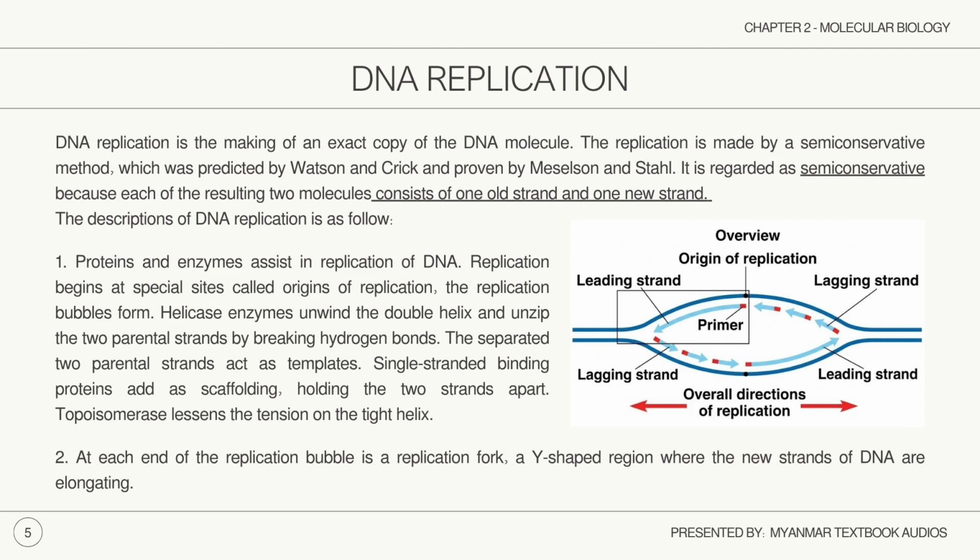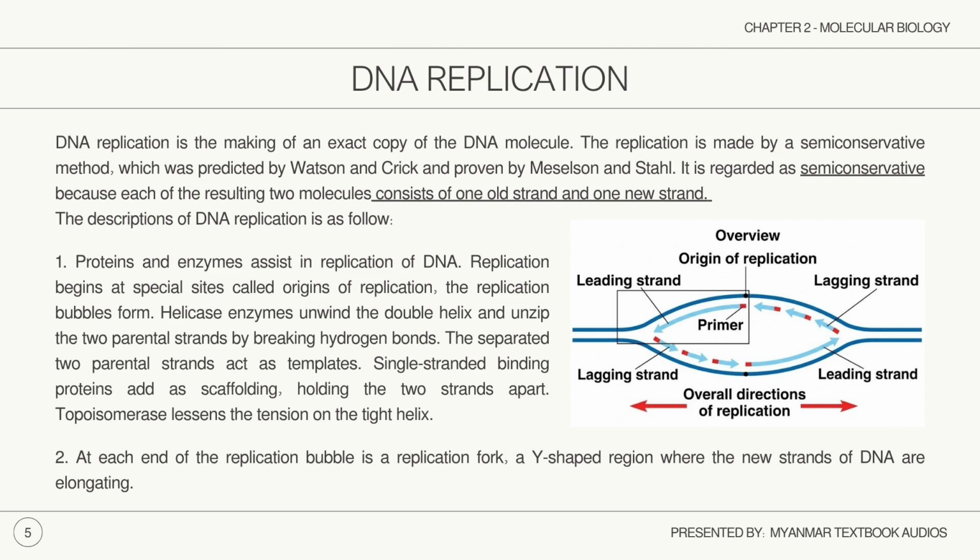1. Proteins and enzymes assist in replication of DNA. Replication begins at special sites called origins of replication. The replication bubbles form. Helicase enzymes unwind the double helix and unzip the two parental strands by breaking hydrogen bonds. The separated two parental strands act as templates. Single-stranded binding proteins act as scaffolding, holding the two strands apart. Topoisomerase lessens the tension on the tight helix.